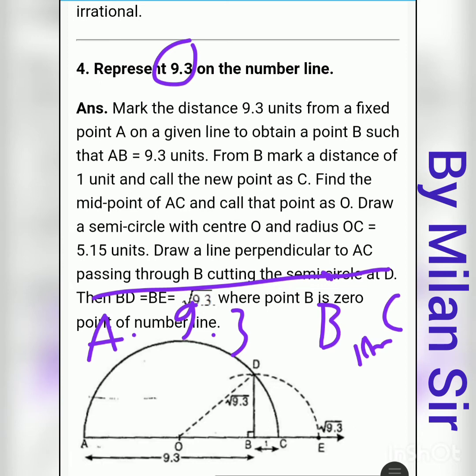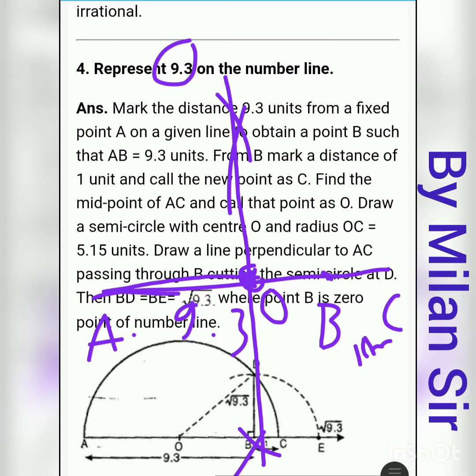Now you need to find the midpoint of AC. For that, from point A and point C, we draw arcs in upward and downward directions. If we join these two points, we get the intersection point O, our midpoint and center. Now we put our rounder at point O, take radius equal to OA, and draw one semicircle which passes through A and C.